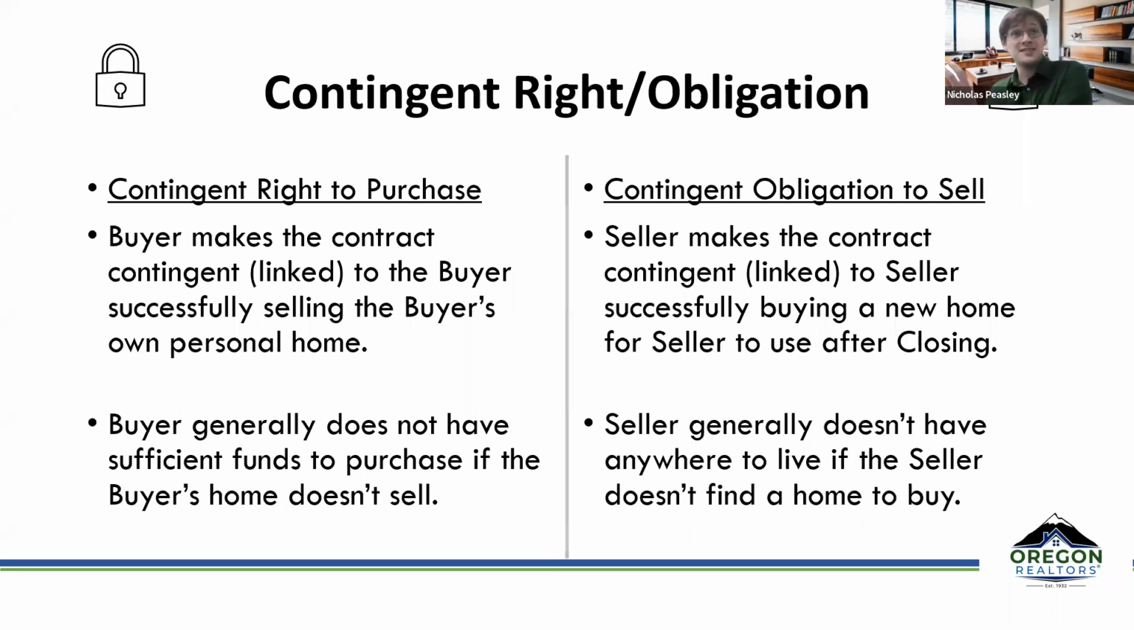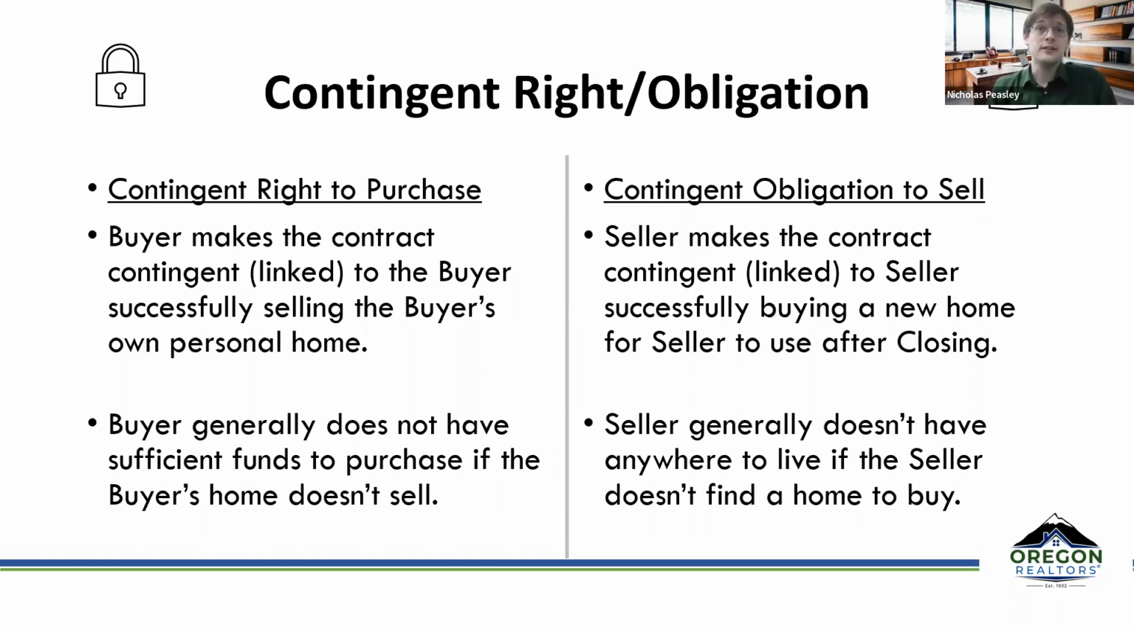On the contingent obligation to sell, it's on the other end of the spectrum. In this case, it's when a seller makes the contract contingent. They link the contract to the seller successfully finding a new home for the seller to occupy after closing. So essentially the seller says, I don't want to live in a motel for 3 months after I sell my house because the market is crazy right now. I want to make sure I have a home that I can buy, that I can live in. As soon as I'm out of this home, I want into the other one.